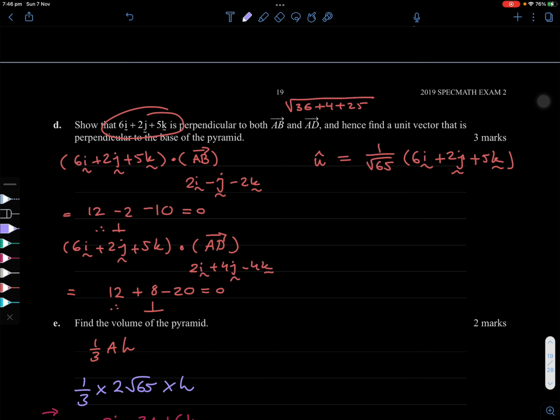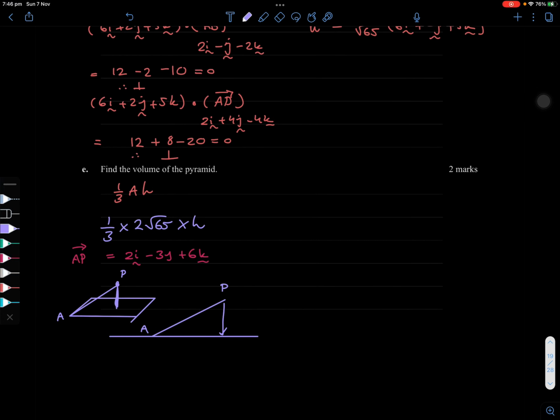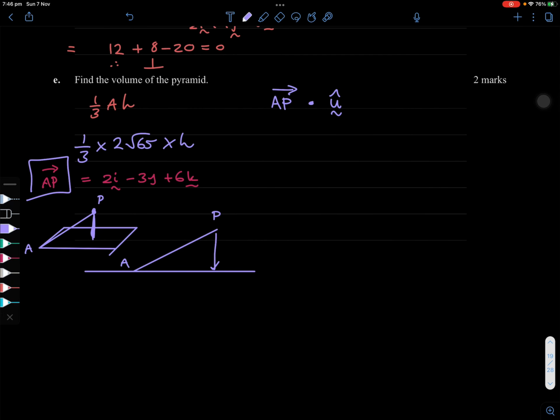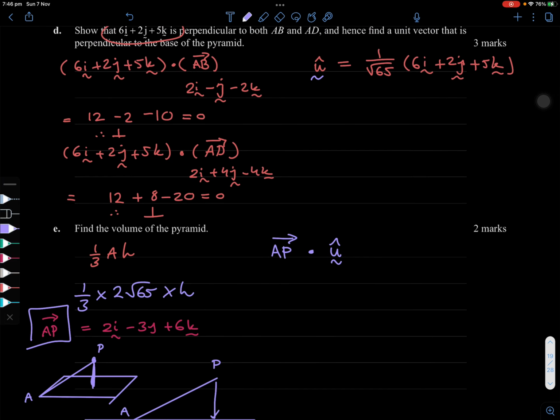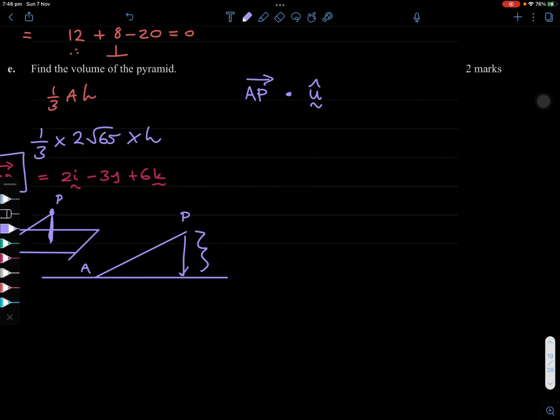We just found what that is, yeah? So what we want to do is dot AP with the unit vector that we just found before. We need a tilde below it. What this gives us is the scalar resolute of AP in the direction of that unit vector. And that's going to tell us what that length is. So we're going to know the height.